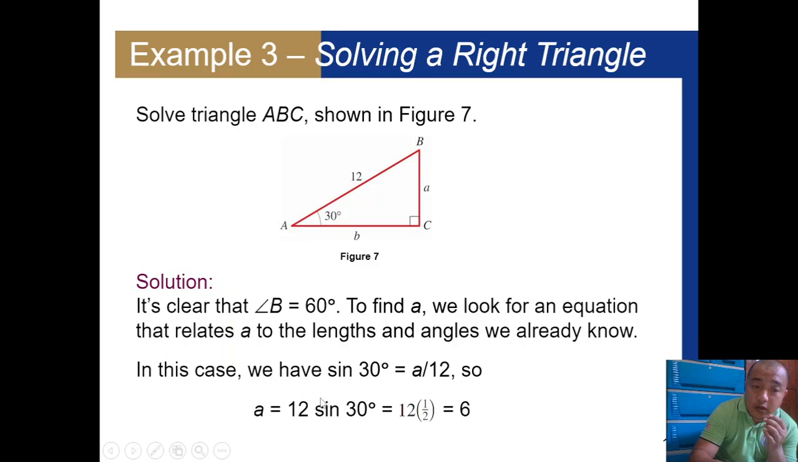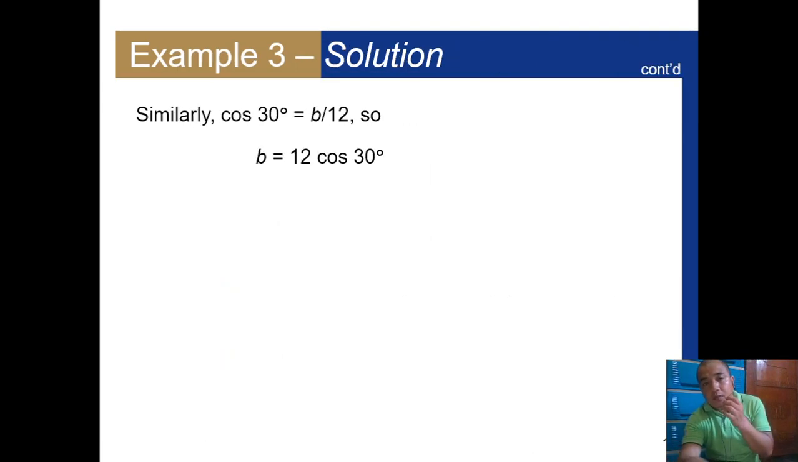Now if we are going to use the sine function, whose ratio is opposite over hypotenuse, it is A over 12. So sine 30 degrees is A over 12. And from that, if you cross multiply, we can obtain A by multiplying 12 by sine 30. Okay, 12 times sine 30 degrees is 1/2. 12 times 1/2 is 6. So A is 6.